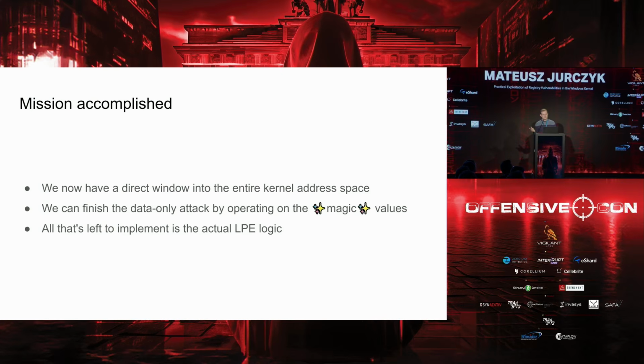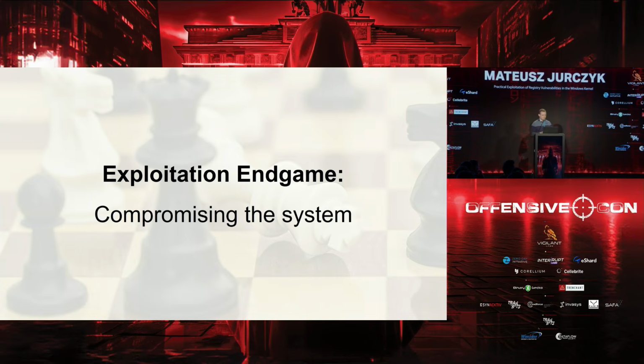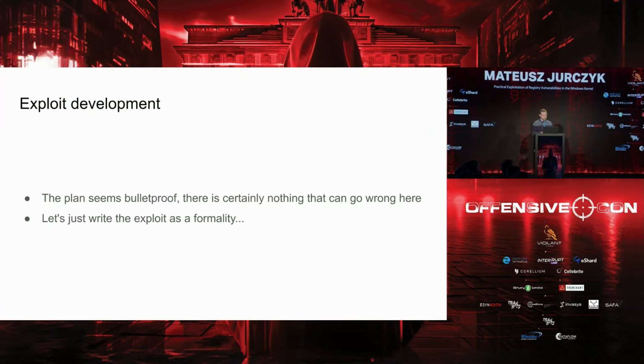With this primitive, we have basically a direct window into the entire kernel address space. All we need to do at this point is use the RegSetValue function to operate on these values, read from them, and write to them to perform a data-only attack and do something interesting. And all that's left to implement is the actual LPE logic. So that brings us to the end game of the exploit and actually compromising the system. When I devised this plan, I thought it was bulletproof and great. Nothing can go wrong. Everything works smoothly.